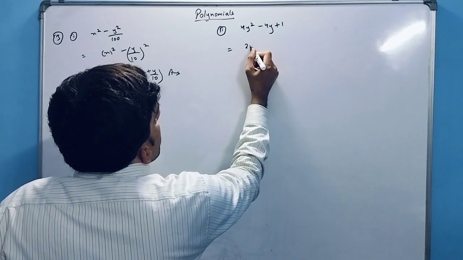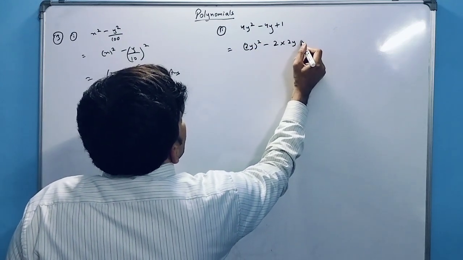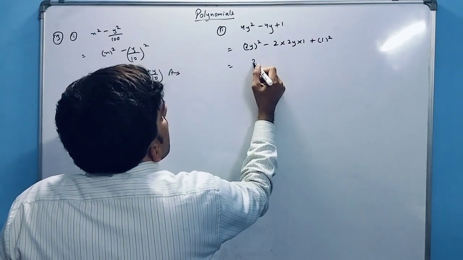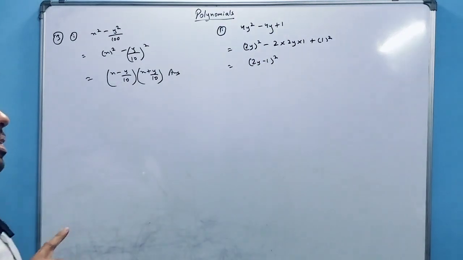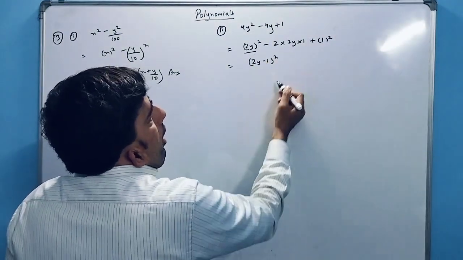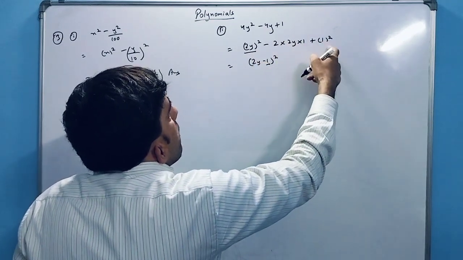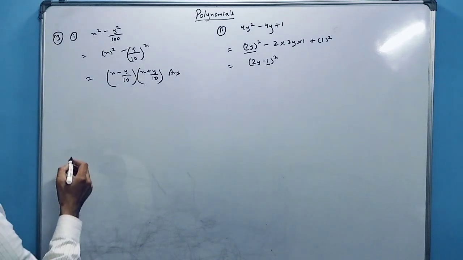Very simple, we need to apply the identity here. So I can write here (2y) whole square. Here I have used the identity (a minus b) whole square, where a is 2y and b is 1. So a square minus 2 into a into b plus b square, that is the identity (a minus b) whole square. So likewise we can solve such kind of numericals.